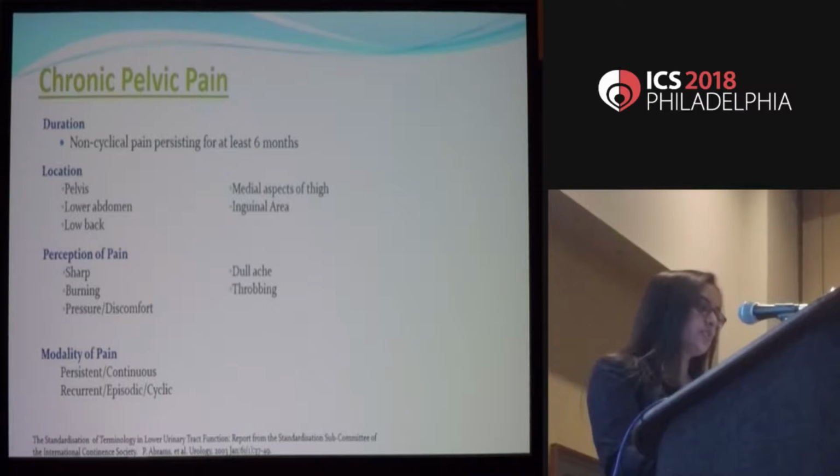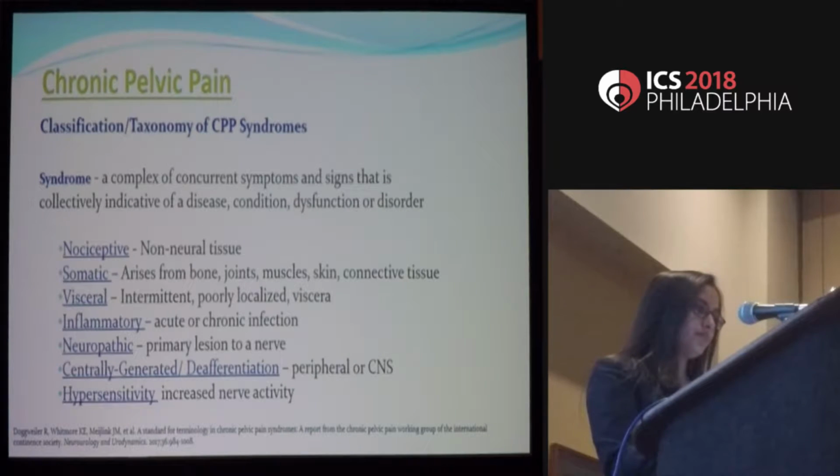Chronic pelvic pain is defined as non-cyclic pain that persists for at least 6 months. The pain can be constant or episodic, but does not include cyclic pain that is otherwise associated with menses. A syndrome is defined as a complex of concurrent symptoms and signs that is collectively indicative of a disease, condition, dysfunction, or disorder. Nociceptive pain arises from damage to non-neural tissues and is due to activation of the nociceptors.